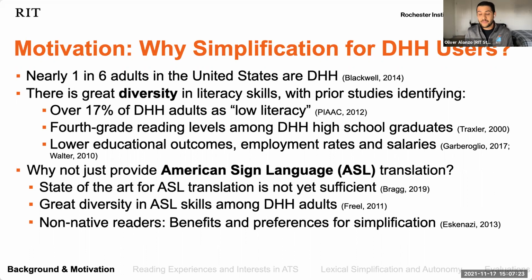But a key characteristic of this user group that motivates this work on automatic text simplification is that there is great diversity in literacy skills among this population, with prior studies identifying over 17% of deaf and hard of hearing adults as having low literacy, other studies identifying subsets of this population of high school graduates having 4th grade reading levels, and also research identifying lower educational outcomes, employment rates, and salaries among this population. This is not to say that all deaf and hard of hearing adults have low literacy; many have age-appropriate reading skills. This just highlights that there is great diversity among this user group.